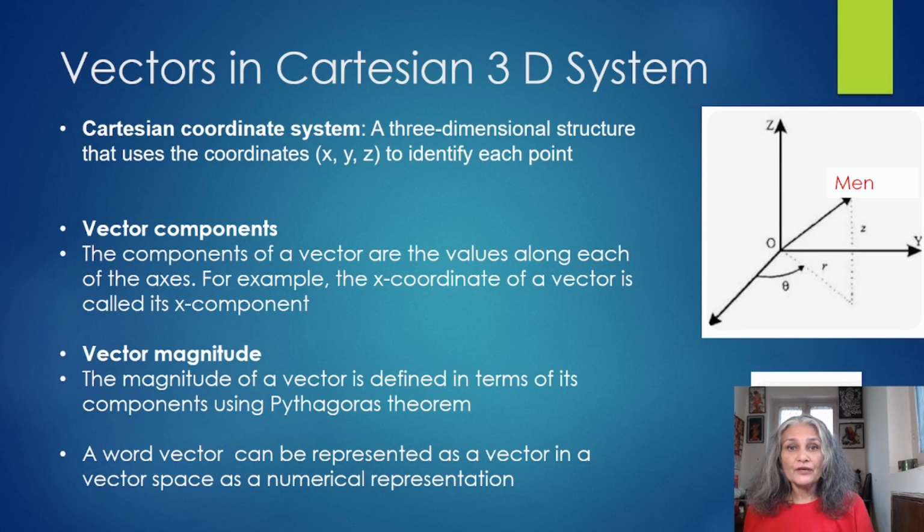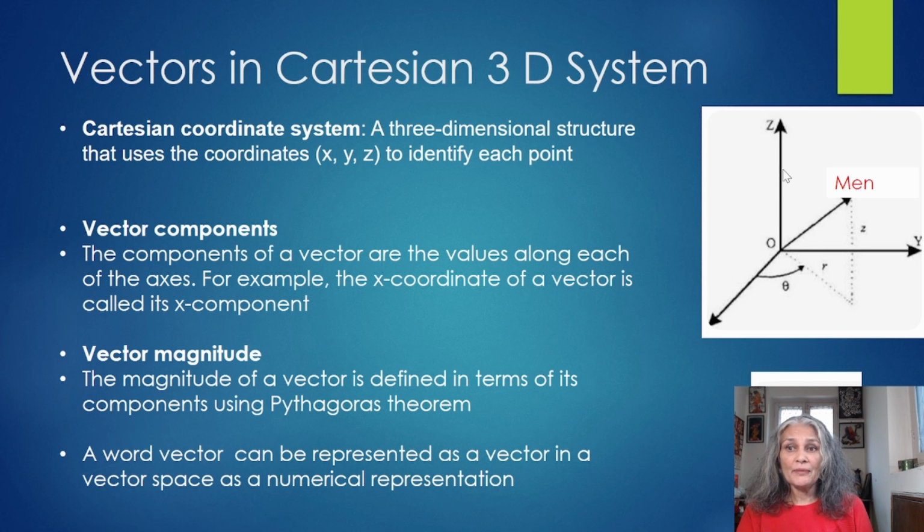All right, the first thing is I have over here on my right side a three-dimensional Cartesian coordinate structure with an x-axis, a y-axis and a z-axis. I also have a vector, and that vector is for the word male, men. Now think of these x, y and z axes as representing different components of what it takes to be a man. One could be masculinity.